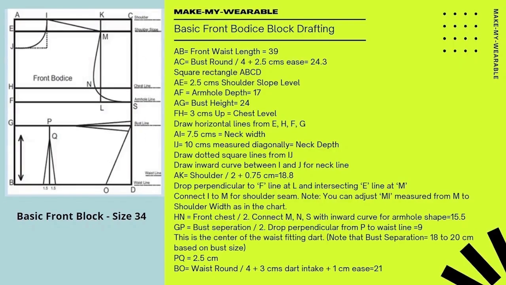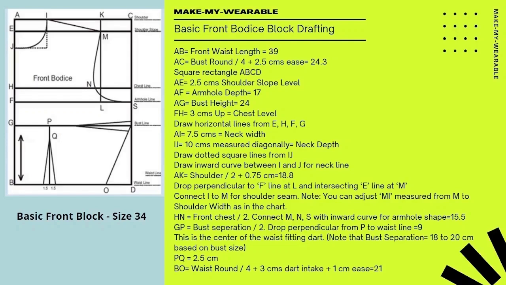So here you can see the drafting instruction for the front bodice block. You can also see the figure on the left hand side. In stage 1, you have to draw the skeletal framework, that is, draw rectangle ABCD. AC will be bust round divided by 4 as it is a circumference measurement, and to that you add 2.5 centimeters of ease allowance. So for size 34, the value is coming 24.3.